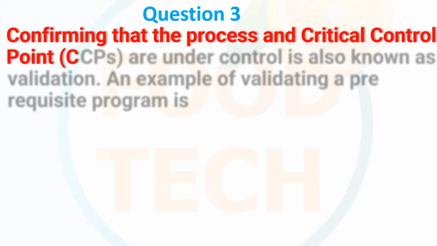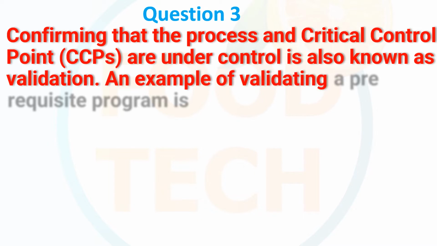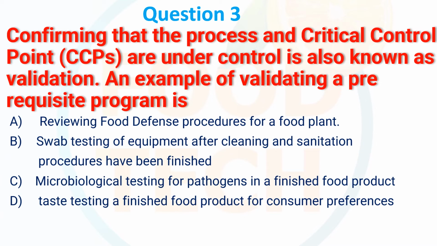Confirming that the process and critical control point are under control is also known as validation. An example of validating a prerequisite program is: A, reviewing food defense procedure for a food plant. B, ATP testing of equipment after cleaning and sanitation procedures have been finished. C, microbiology testing for pathogens in the finished food product. D, testing a finished food product for consumer preference. The answer is B, ATP testing of equipment after cleaning and sanitation procedures have been finished.